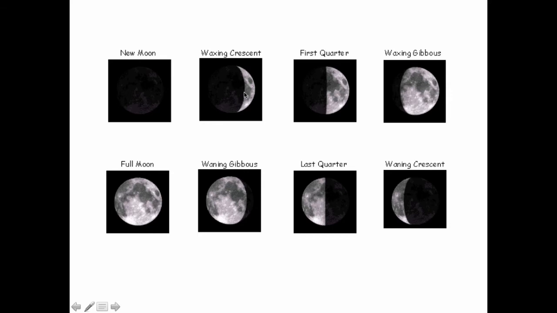Okay, so I just wanted you to see them all in order so you can kind of see the pattern, how it goes from a dark moon and it grows a little bit over time. Remember that it takes 30 days for this to happen, so each moon phase is approximately 3 to 4 days.